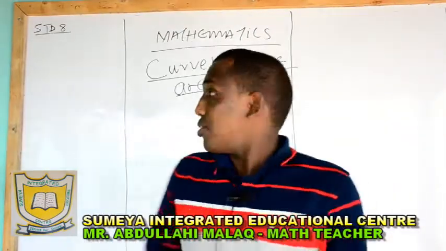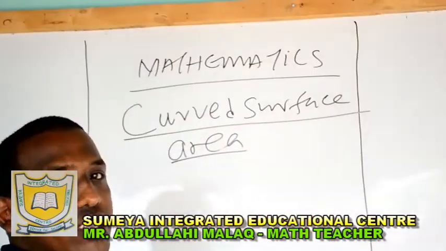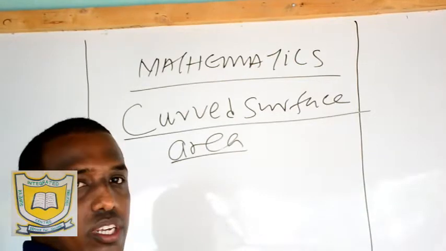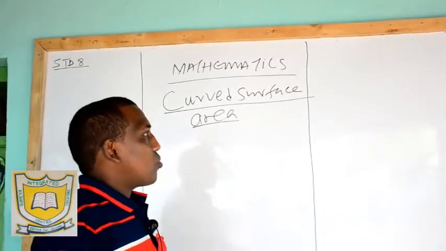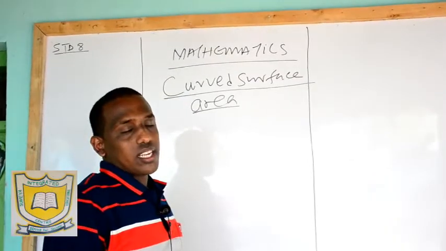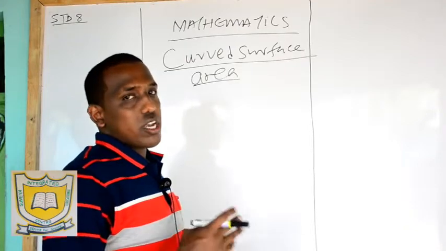Today we shall be dealing with curved surface area. Remember, we did the closed surface area of a cylinder, where we said the formula is 2πr² + 2πrh. We also did the open surface area of a cylinder. We said the formula is πr² + 2πrh.